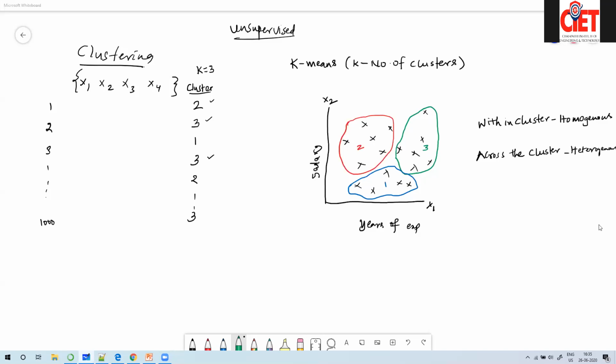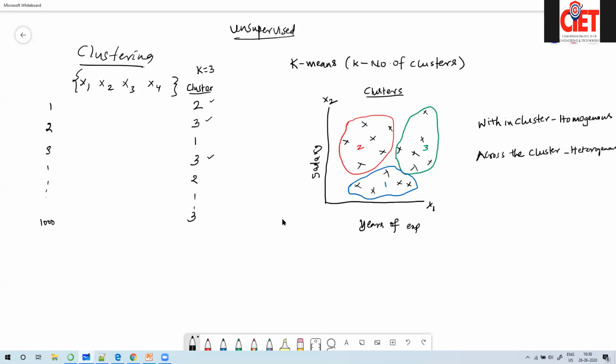To make the visualization easy, I am only using a 2-dimensional one over here. I'm not using one more variable. If we use one more variable, it becomes 3-dimensional and it's very difficult to visualize. So for now, we are assuming that we have only 2 variables, 2 dimensions, and using those 2 dimensions, we are generating the clusters.